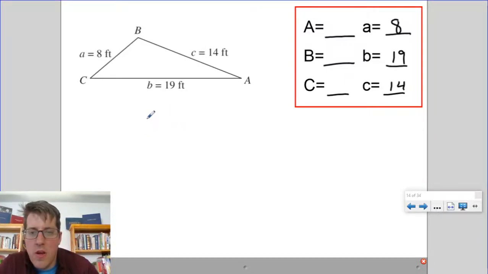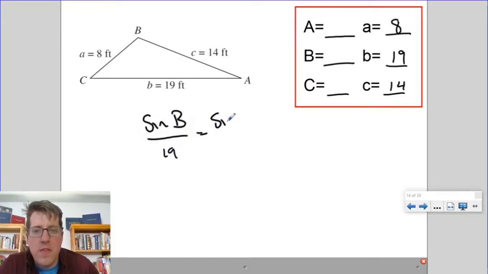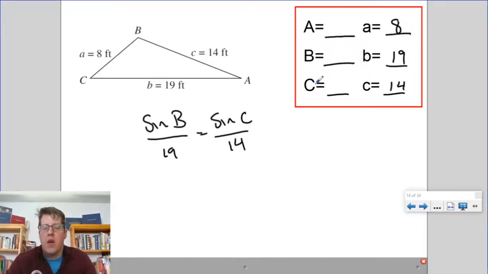If I tried the law of sines here, and I did the sine of B over 19 equals the sine of C over 14, I wouldn't have one unknown to solve for. I would have two unknowns to solve for. So when I don't have a matching letter, that's how I would know.